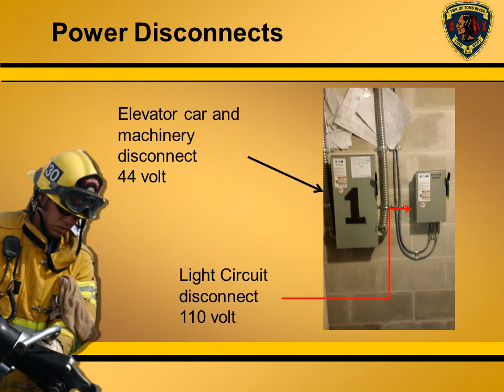The power disconnect switches are located in the elevator machine room. If the machine room handles more than one elevator, the power disconnects should be numbered to correspond to each elevator. The elevator machinery and light and ventilation are on separate circuits. When you shut down the 440 volt elevator machinery, the lights and ventilation fans continue to operate. The reason for this is to attempt to keep the occupants from panicking.